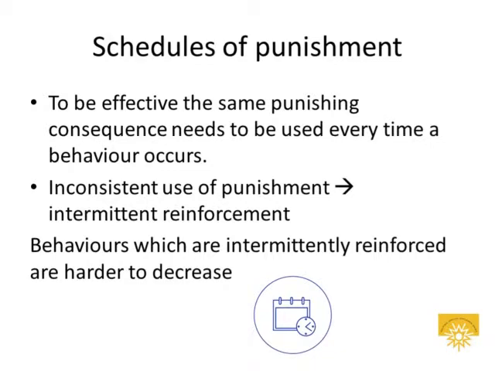And the reason this is so important is because if you don't use punishment consistently, if sometimes you're going to follow through and sometimes you're not, all you're actually doing is putting the behaviour on an intermittent schedule of reinforcement. And remember, behaviours that are intermittently reinforced are much harder to decrease. The child is going to learn, if I just keep persisting with this behaviour long enough, someone's going to give in, someone's going to get bored of this, someone's going to forget to follow through, and I'm going to get what I wanted in the first place. And those behaviours are really difficult to change.